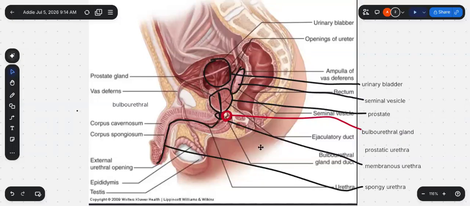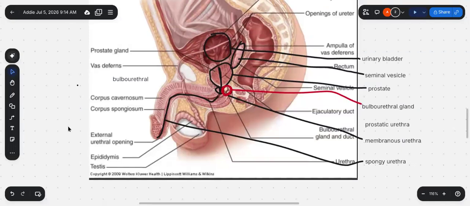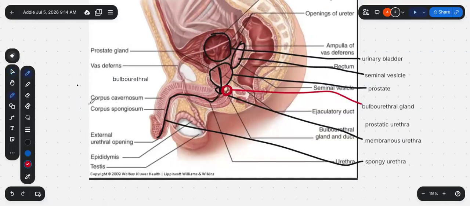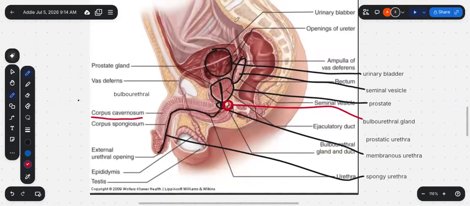And I often think a lot of the words for the male and the female reproductive system remind me of Harry Potter almost to an extent, such as corpus cavernosum. This word right over here, corpus cavernosum, I always thought of as a very Harry Potter type of spell sounding word. So this is everything for the male reproductive system.